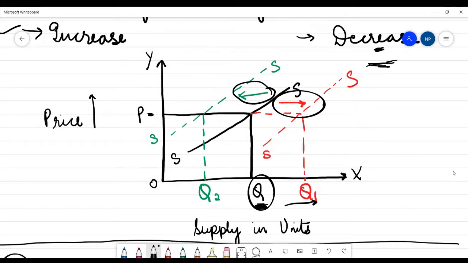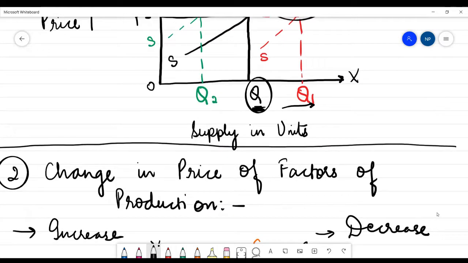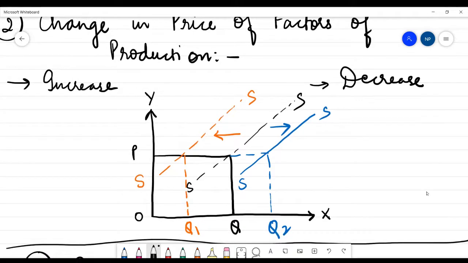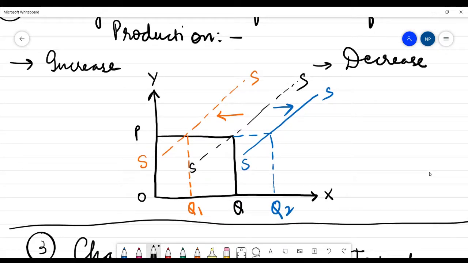The next factor was factors of production. Here also we will see what happens when the price of factors of production increases or decreases in the economy. On the y-axis you will find the price, and on the x-axis you will find the supply, which is given in units. Now what happens when there is an increase in price of factors of production? We know factors of production are land, labor and capital.